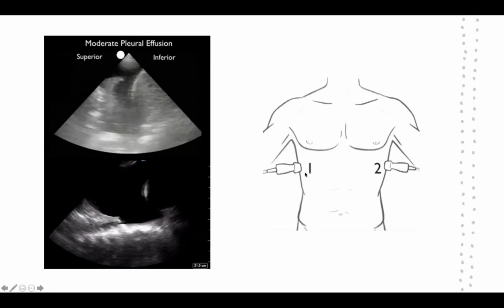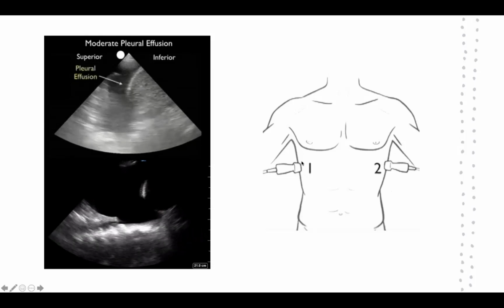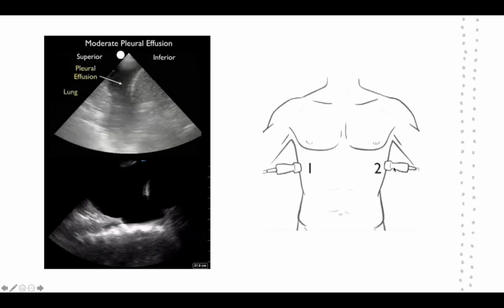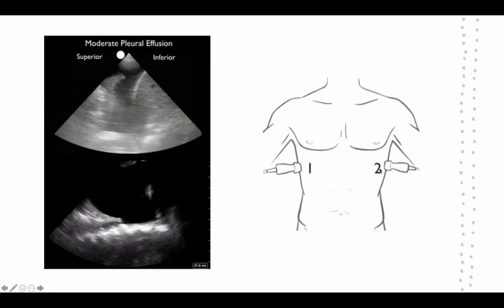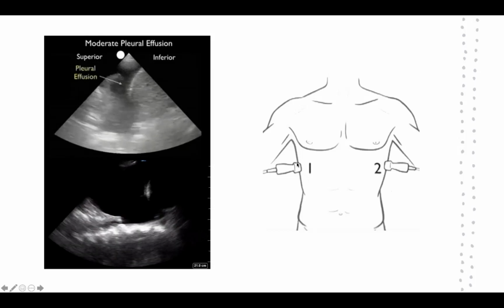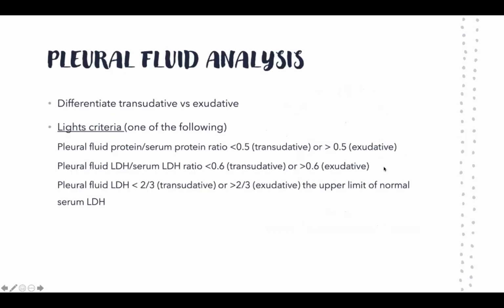So this is where we would place our ultrasound on both sides to determine pleural effusion, making sure that we're pointing upwards for superior and inferior, and we can use the markings on our ultrasound to adjust ourselves as well.